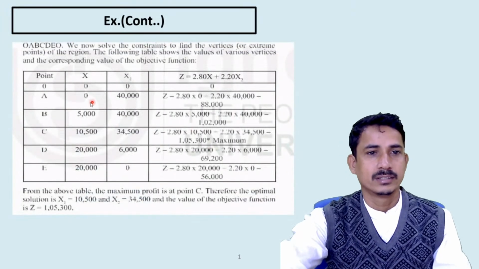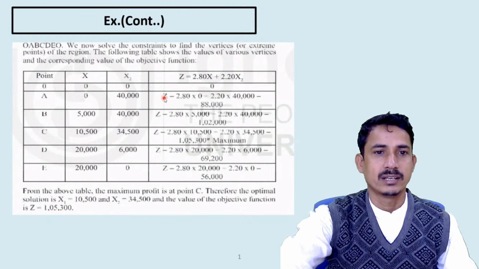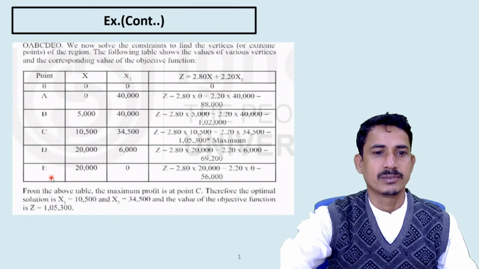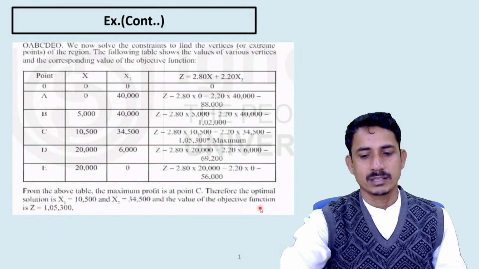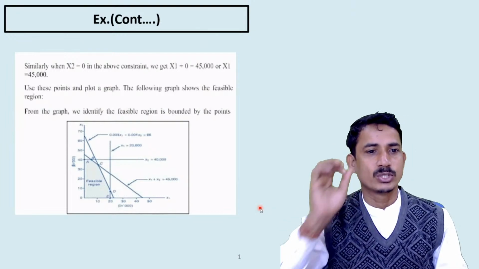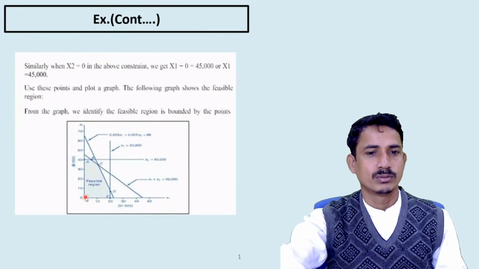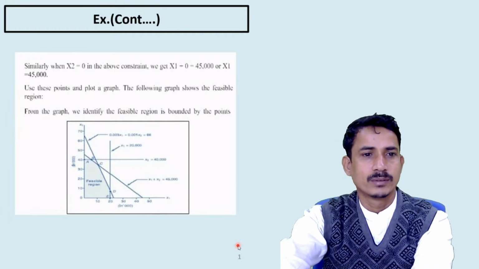Let's see here. Z at point O, Z at point A, Z at point B, Z at point C, Z at point D, Z at point E. Z at point O is always 0. Why? Because at the origin the values of x1 and x2 are always 0. Origin stands for 0. No value exists for either of the variables.